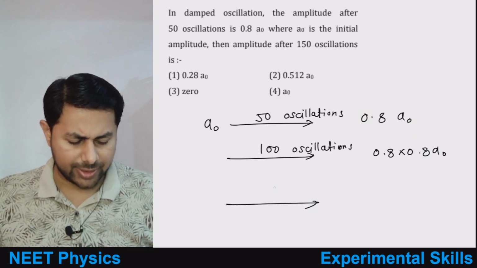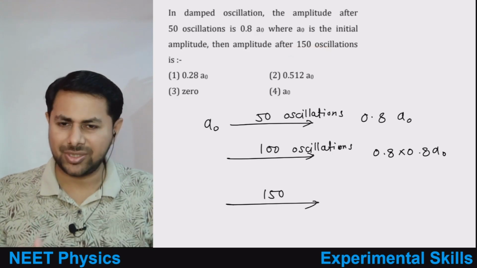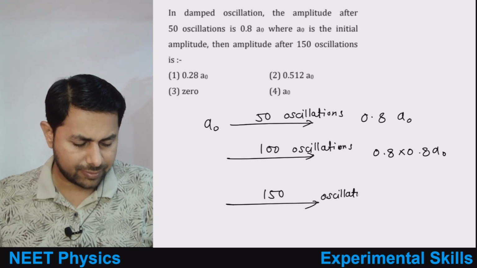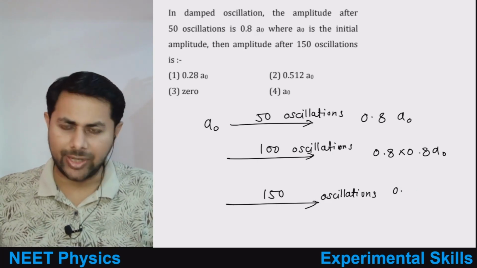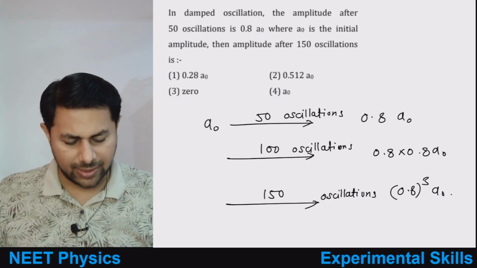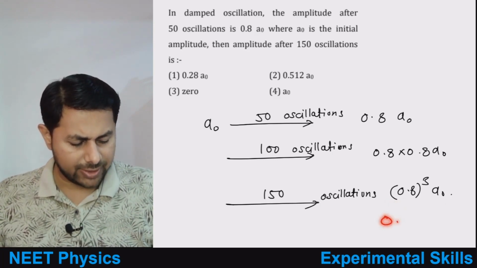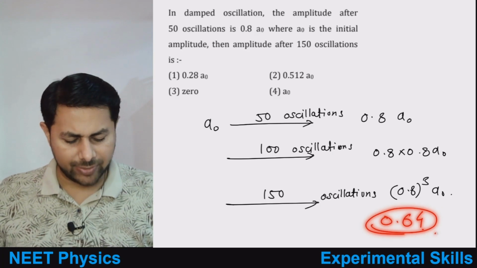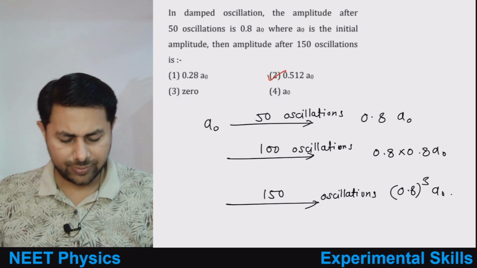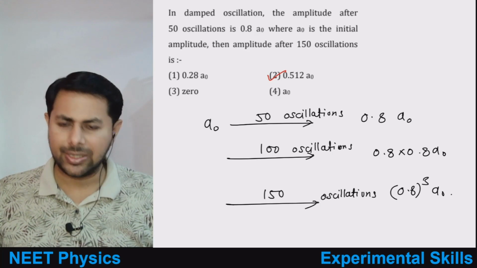After another 50 oscillations, that means whatever is asked, 150 oscillations, it will become 0.8 of 0.8 of 0.8, that means 0.8 cube of A0, and that's the answer. So what is 0.8 cube? 0.8 square is 0.64. 0.8 of 0.64 would be, I guess, this option 2, right? Is this one clear?